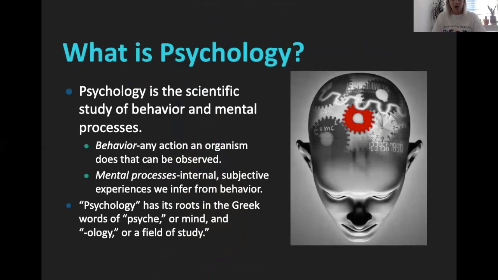So what is psychology? I asked you all last week to come up with a personal definition of what psychology is. And most of you were totally spot on with this exact definition pretty much. Psychology is a scientific study of behavior and mental processes. Behavior is what is on the outside, what is observable. Mental processes are what is on the inside, what is not observable.